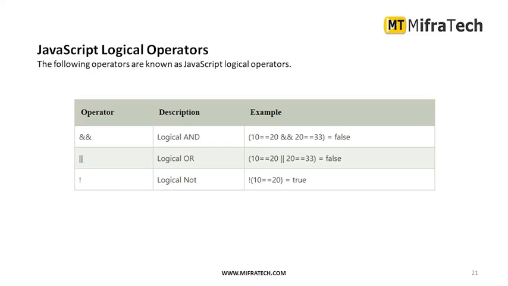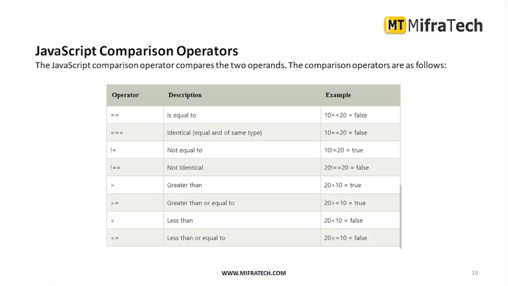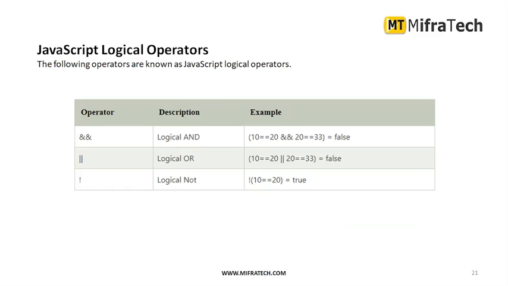Logical operators are logical AND, logical OR and logical NOT. Here you can see an example, to be familiar with the operation and description, operation and operand. You can see an example for every operator. 10 double equals 20 is false, and similarly for bitwise and logical.